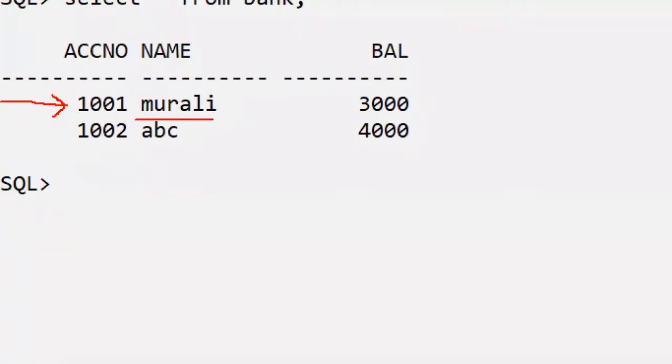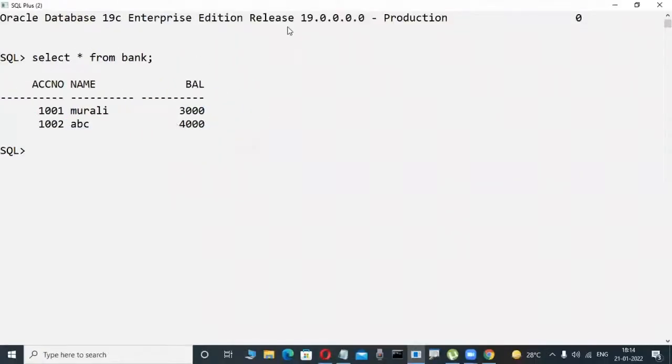My name is Murali. I'm an account holder. My balance is how much? Yes, 3000 is there. Observe here, my balance is 3000, for example.